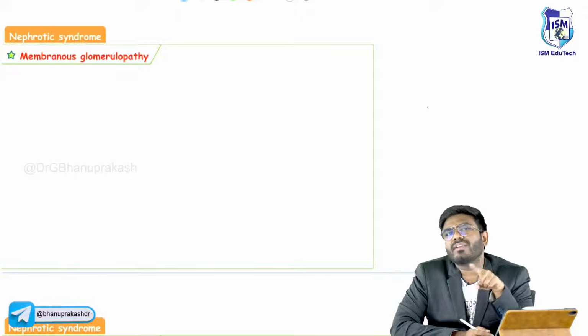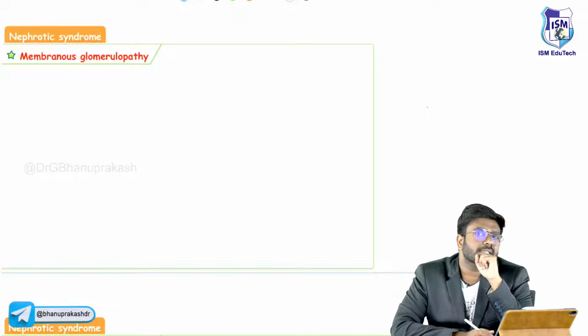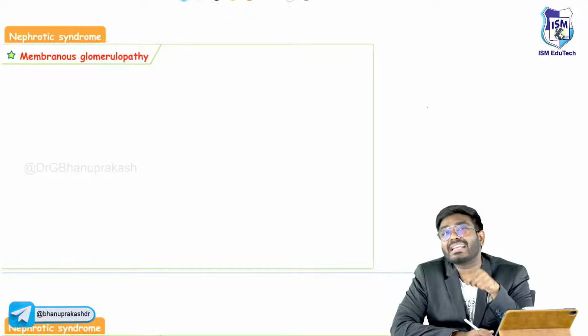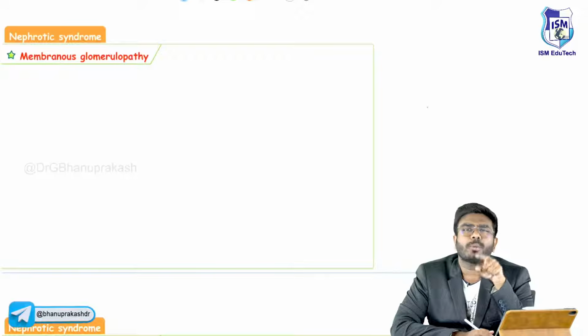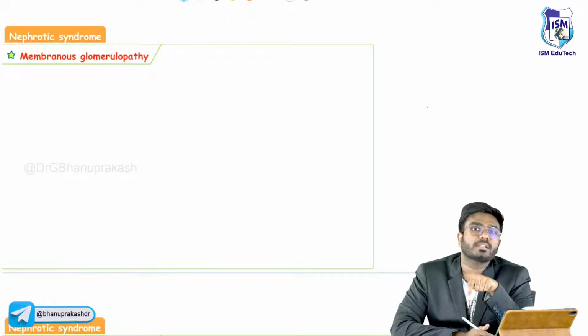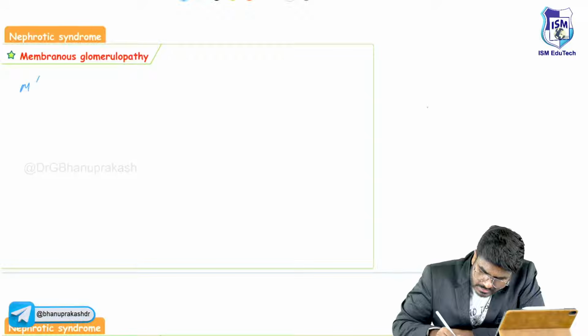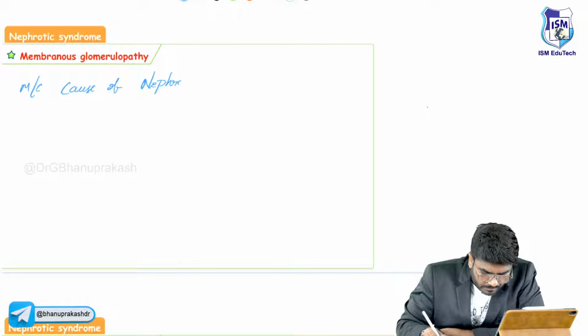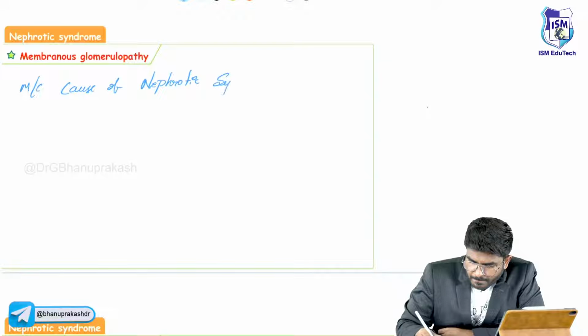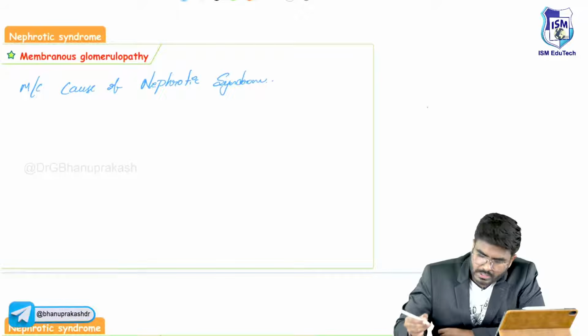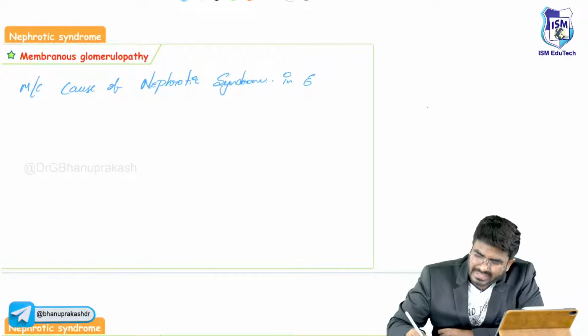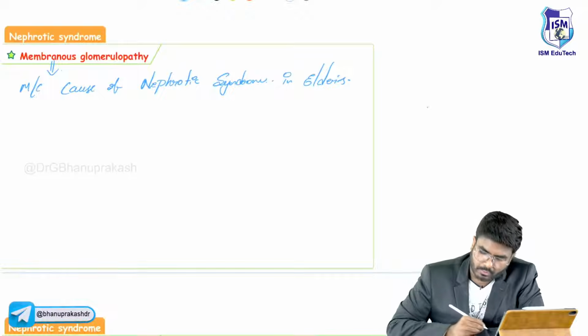What is the most common cause of nephrotic syndrome in children? Sir, the most common cause of nephrotic syndrome in children is minimal change disease. What is the most common cause of nephrotic syndrome in adults? Sir, it is focal segmental glomerular sclerosis. Then what is the most common cause of nephrotic syndrome in the elderly? Membranous glomerulopathy. Yes, you are right. The most common cause of nephrotic syndrome in the elderly, in the geriatric population, is membranous nephropathy.